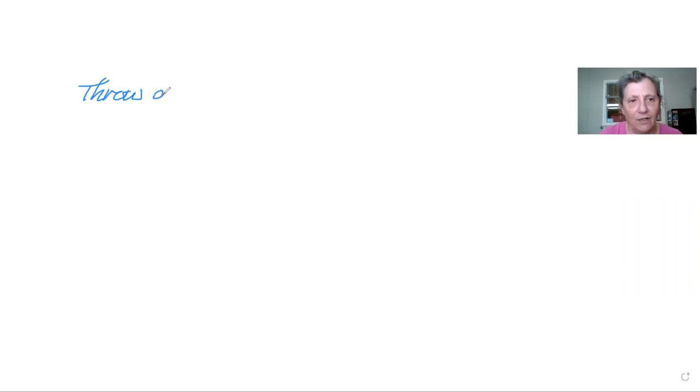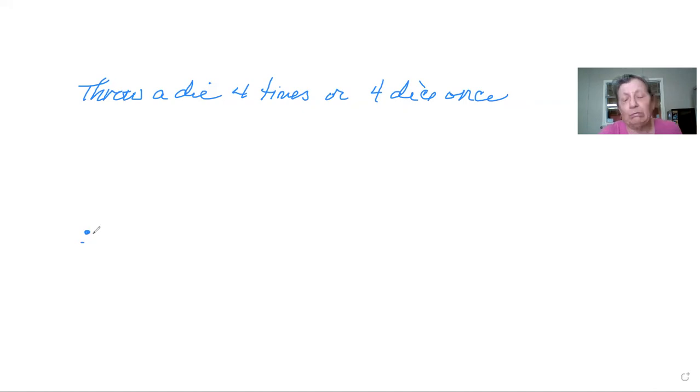You're going to throw a die 4 times or 4 dice once. Same thing. Either way, you're going to get the results from 4 different tosses. Now, you have a starting point always. Your starting point, 9 times out of 10, doesn't even have a label. It's just, this is your starting point.